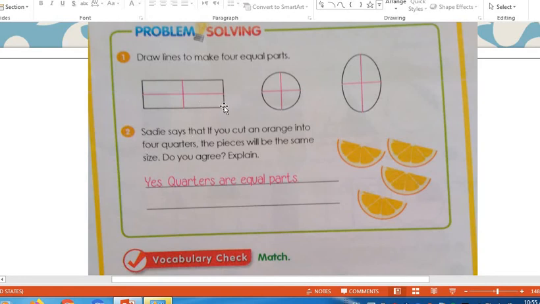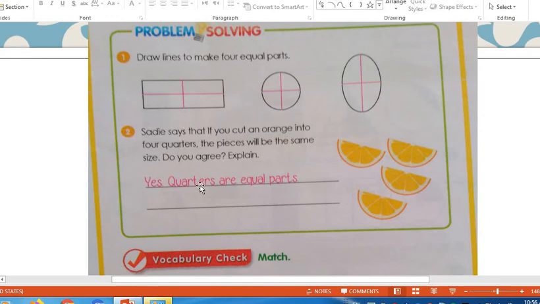Here, problem solving, very important. Draw lines to make 4 equal parts. It's very easy now to draw lines, 2 lines to divide this shape into 4 equal parts. And this circle, as I told you, how to draw lines vertically and horizontally. And this one also.